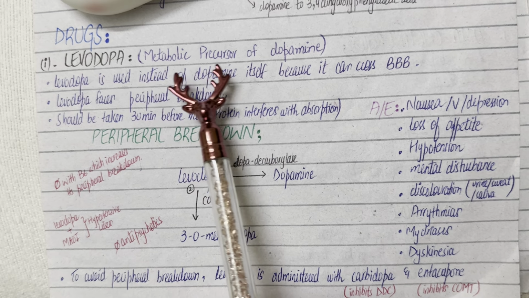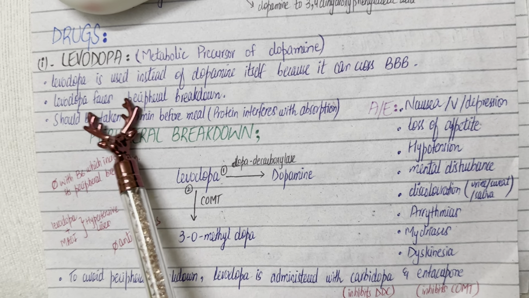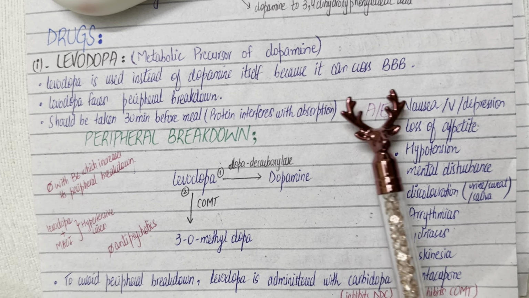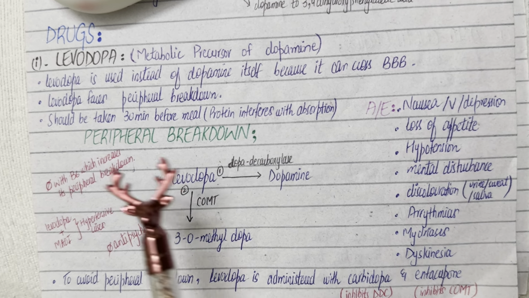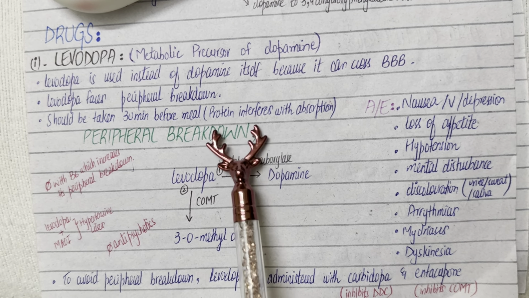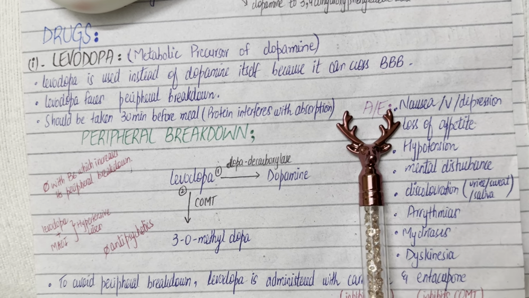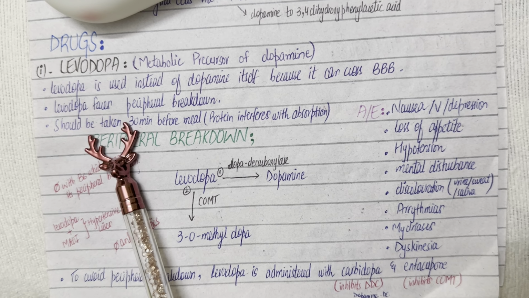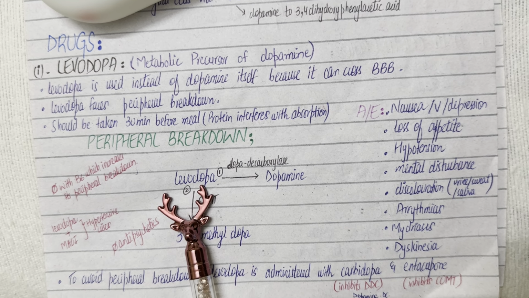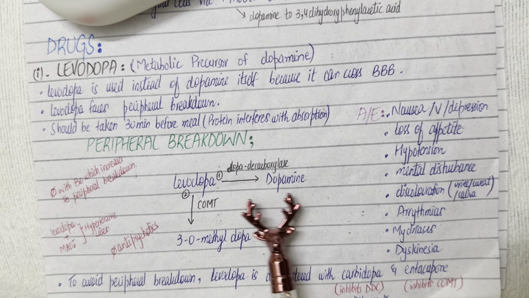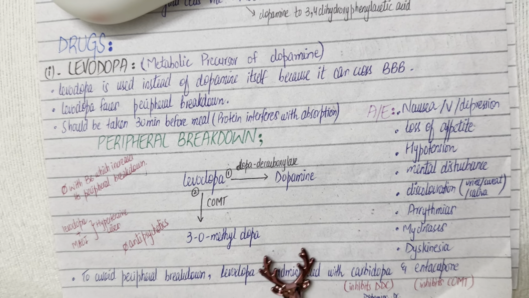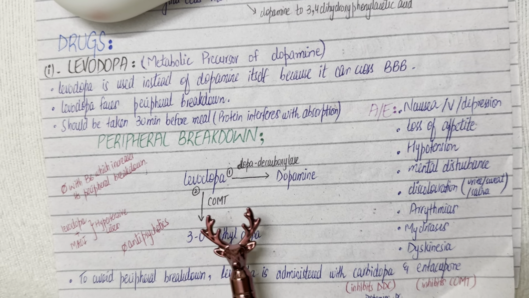Levodopa is a metabolic precursor of dopamine, and levodopa is used instead of dopamine itself because levodopa can cross blood-brain barrier easily. It should be taken 30 minutes before meal because proteins in the meal interfere with its absorption. One of the drawbacks of levodopa is that it faces peripheral breakdown. That is, levodopa is converted peripherally into dopamine via dopa decarboxylase and into 3-O-methyldopa by catechol-O-methyl transferase.